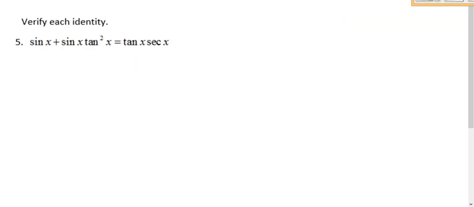Verifying identities is pretty similar. It's just now we know what we're working towards. So this time we're trying to get it to equal tangent times secant. So just looking at these two, I see that they both have sine. So let's see what happens if you factor out a sine.